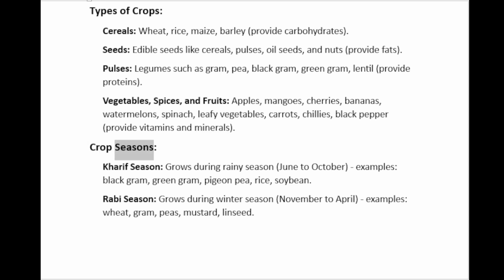Crop seasons. Kharif season, grows during rainy season, June to October. Examples: black gram, green gram, pigeon pea, rice, soybean. Rabi season, grows during winter season, November to April. Examples: wheat, gram, peas, mustard, linseed.